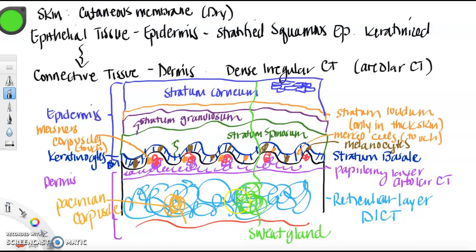So make sure you go through the components of the skin. That's how the layers work. Remember, the strata are the layers of the epidermis, and the papillary and reticular layers are the layers of the dermis. And remember, epidermis: stratified squamous epithelia; dermis: connective tissue.